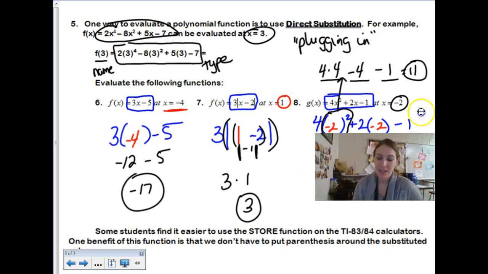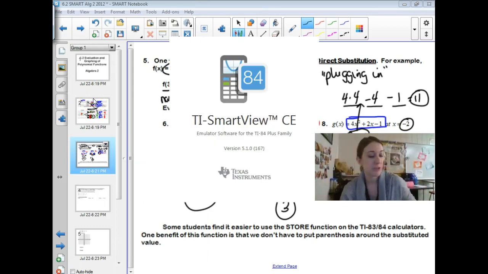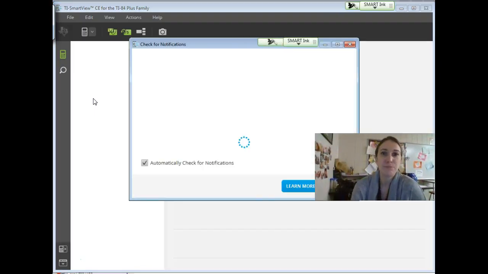We're good. There's another neat little feature that we can do on our calculator. It's called storing. So if you have a TI-84, 83, anything really, I'm going to show you what this looks like to store. It's kind of a neat feature. You can only do one number at a time though, so if you're storing more than one value, don't bother using this. But this is a neat little trick.